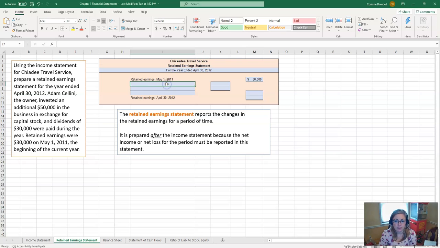We then plug in this year's net income or net loss, and for this year we have a net income. And this is why the income statement must be done before the retained earnings statement, because you need that information. And this year's net income is $55,550. You're then going to back out any dividends that were paid. And if we look at our reading over here, we know that there were $30,000 of dividends paid.